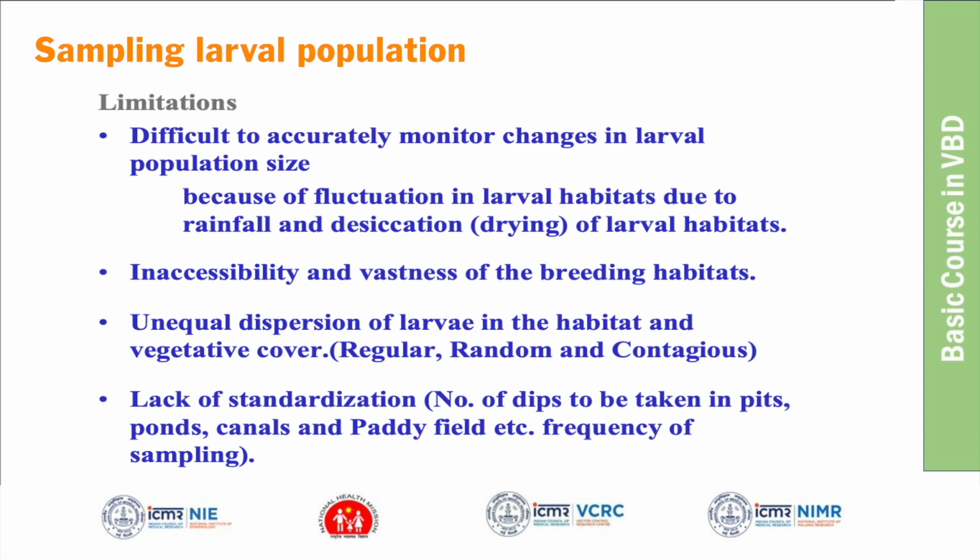Then again, the lack of standardization. Suppose 1 square meter, how many dips will you take? Number of dips to be taken in pits, ponds, canals, and paddy fields, etc. Suppose a canal, 1 kilometer length, how many dips do you have to take? These are the things we have to standardize. Then frequency of the sampling: at what interval will you sample? That depends upon the immature duration, egg to pupa, how long it will take.